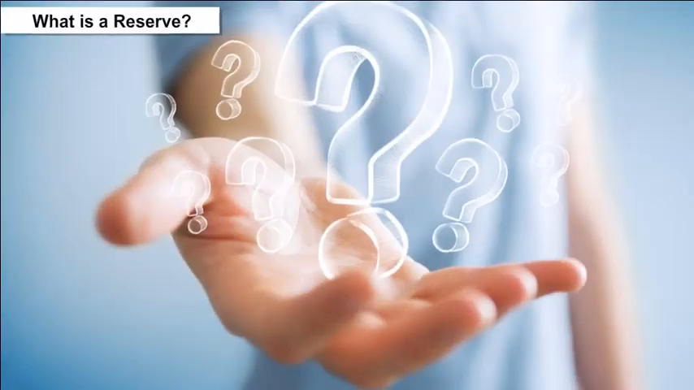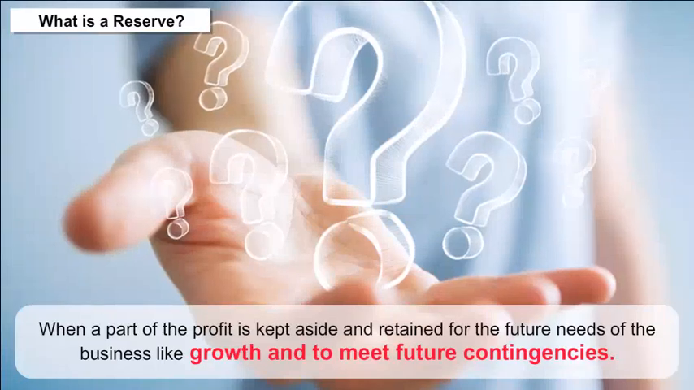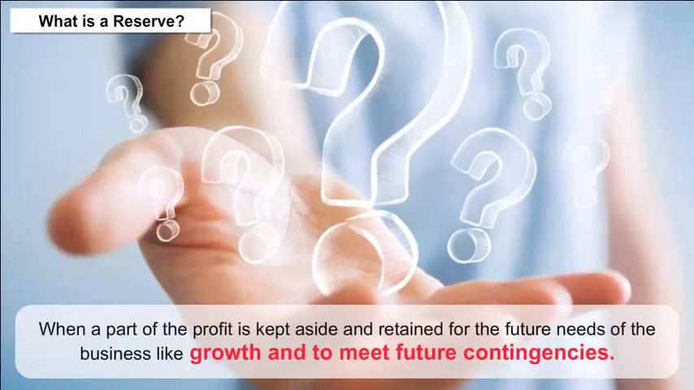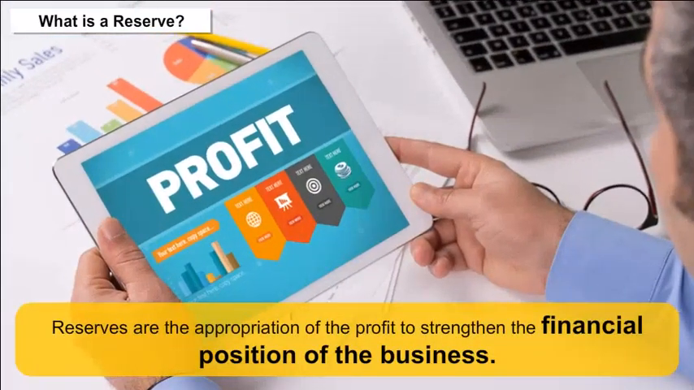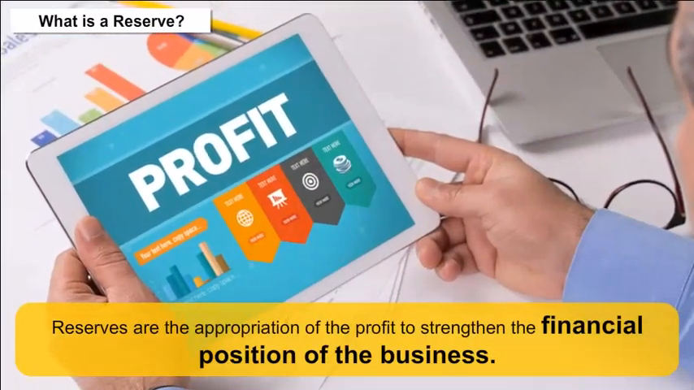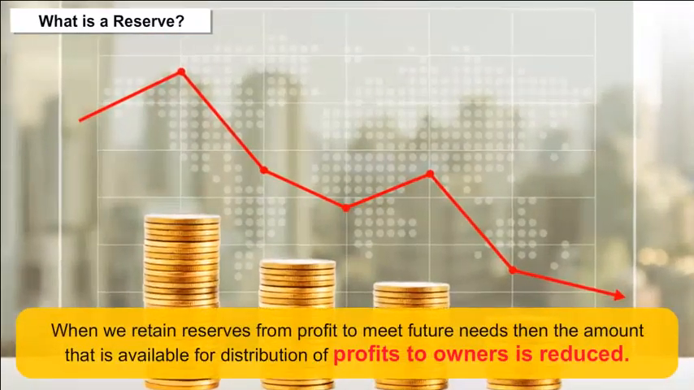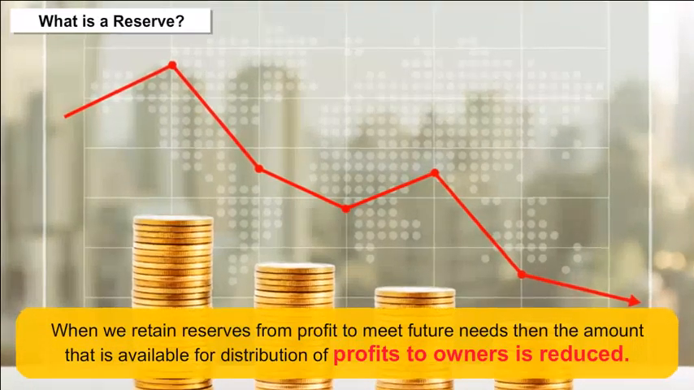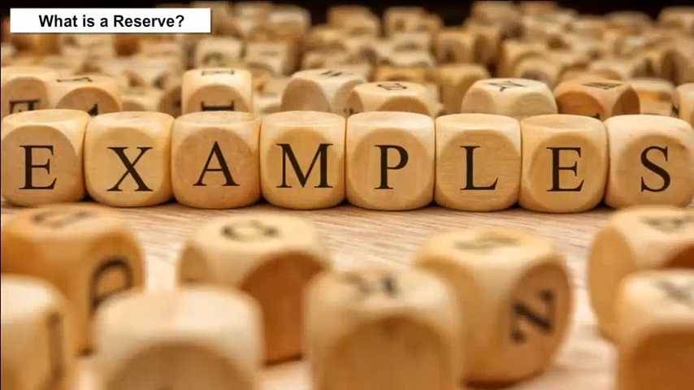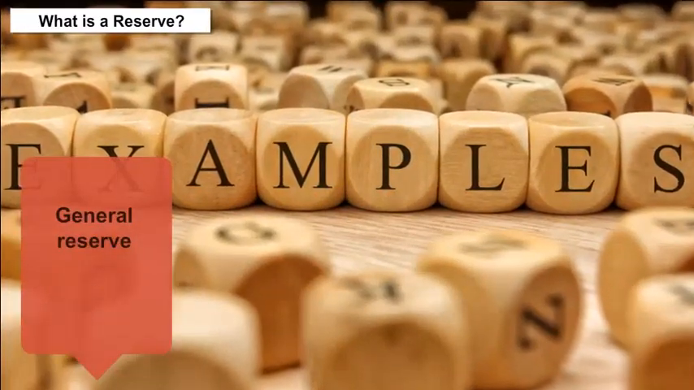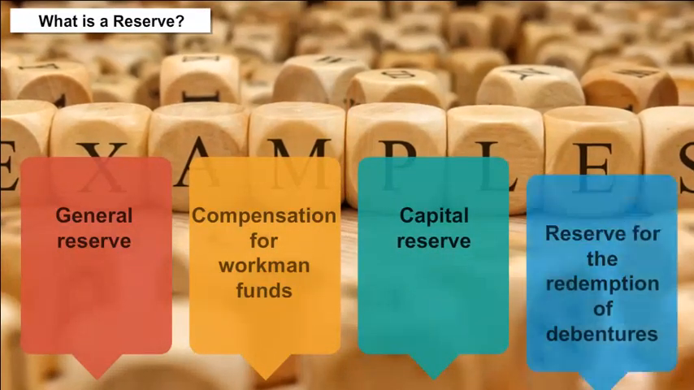Reserves. What is a reserve? When a part of the profit is kept aside and retained for the future needs of the business, like growth and to meet future contingencies, reserves are the appropriation of the profit to strengthen the financial position of the business. When we retain reserves from profit to meet future needs, then the amount that is available for distribution of profits to owners is reduced. Examples of reserves are general reserve, workmen compensation fund, capital reserve, reserve for the redemption of debentures.